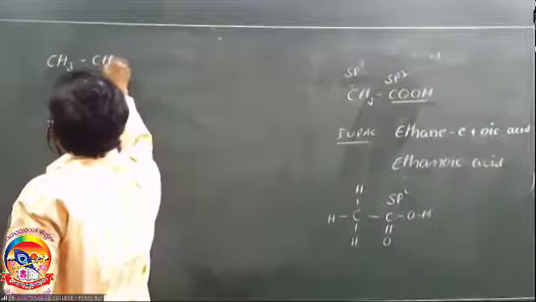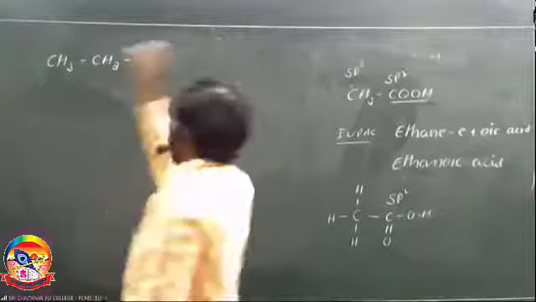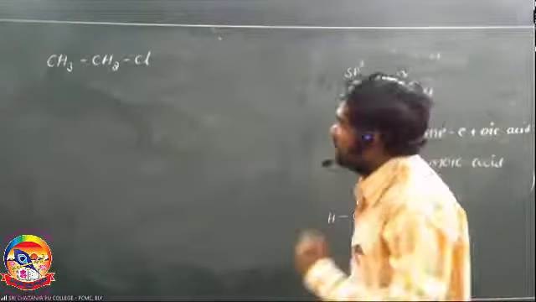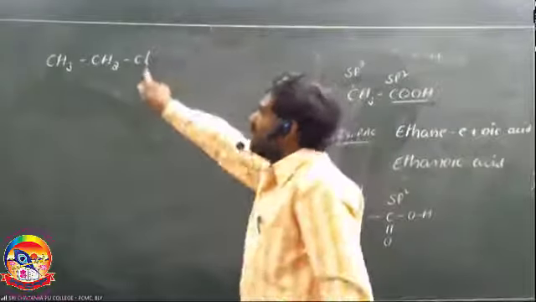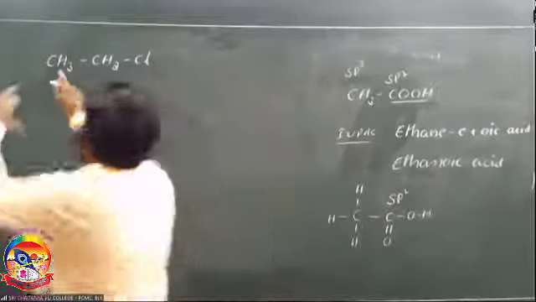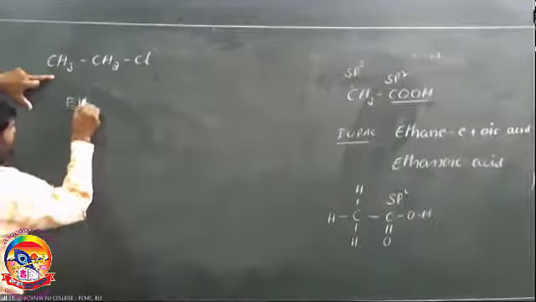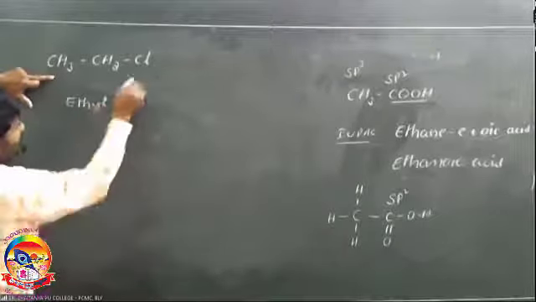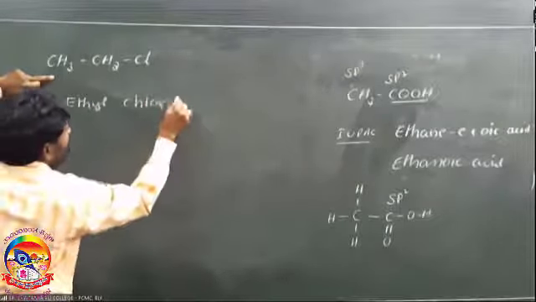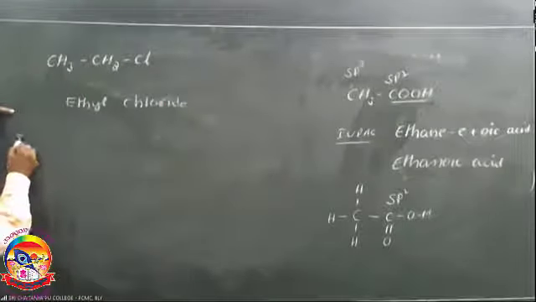CH3, CH2, Cl. What is the common name and what is the IUPAC name? Actually, in second year, it is the first chapter. So, what is the common name? CH3CH2 means it is ethyl. This ethyl group is attached with the Cl, so it is called ethyl chloride. It is the common name.